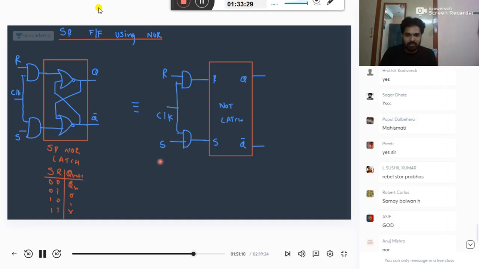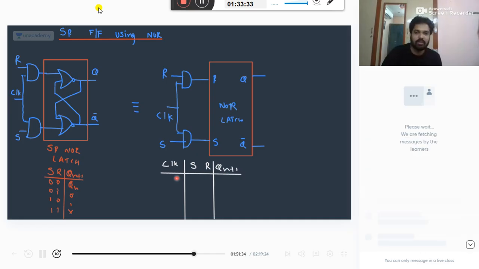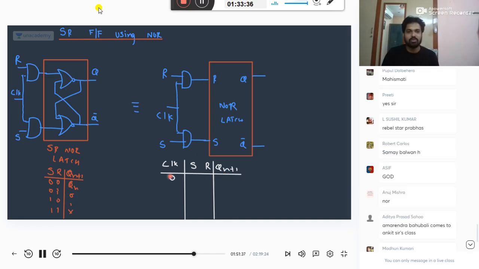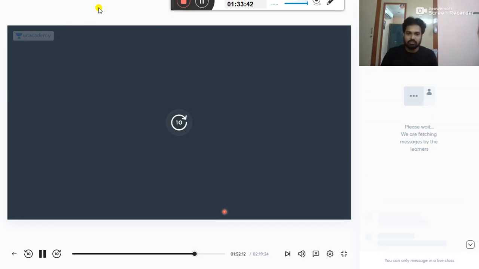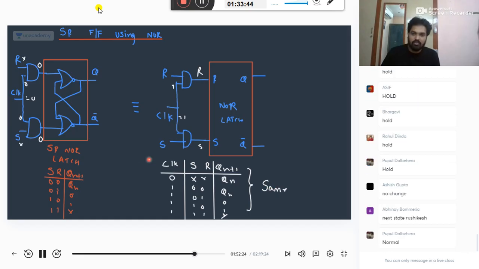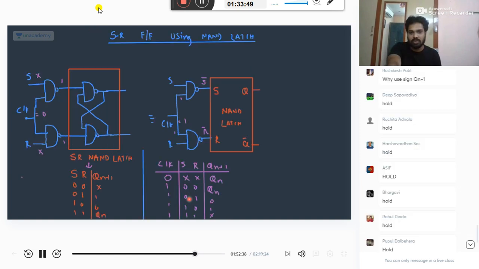So till now we have not used white color. Now let me use it. Change it. Okay. So when clock is 0, you just 0 means how much? Then the same truth table will come. Functionally, this will come. Answer same.